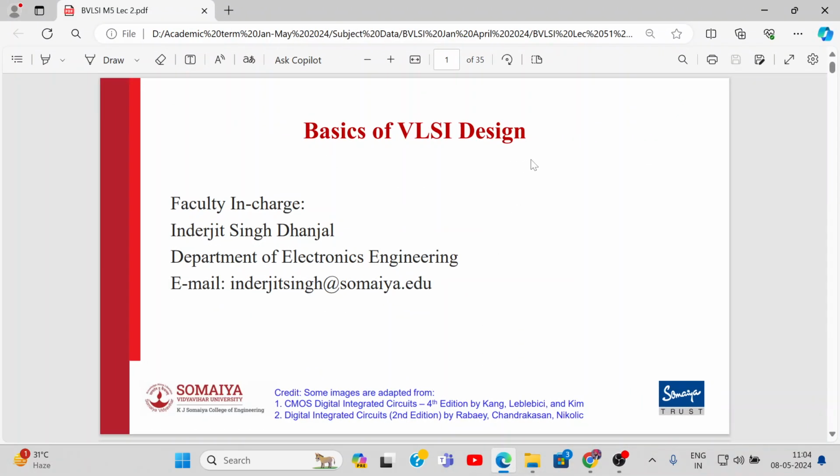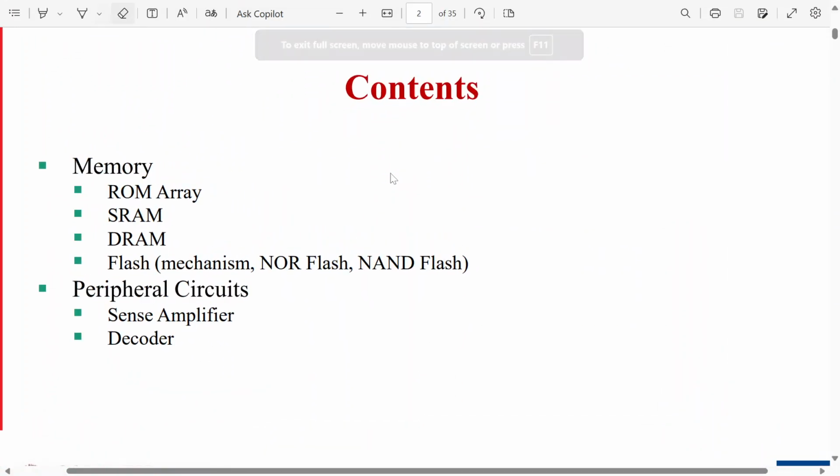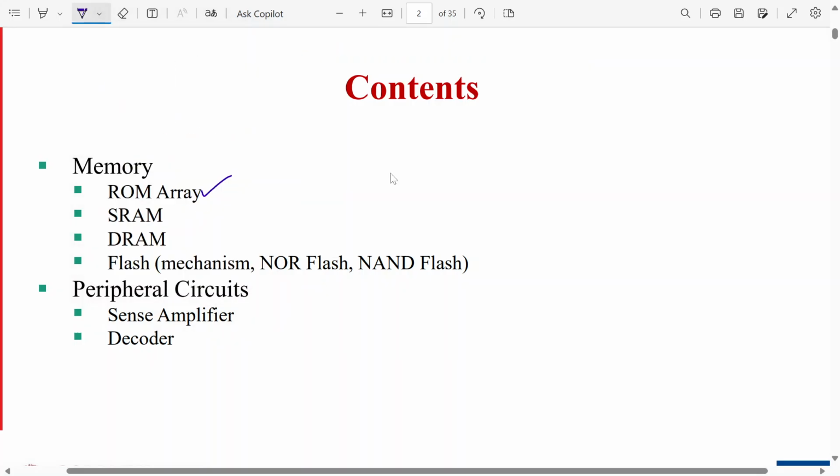So hello students, let us continue with our topic, module number 5. In module number 5 we have so far covered the ROM array, and today we are going to see SRAM and the sense amplifier. Decoders we have completed already. In decoders we have studied the row decoder and various types of column decoder. So these things are already covered before, in the ROM array.